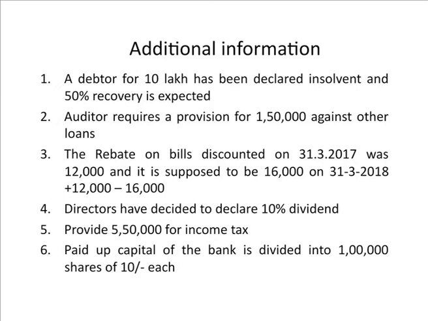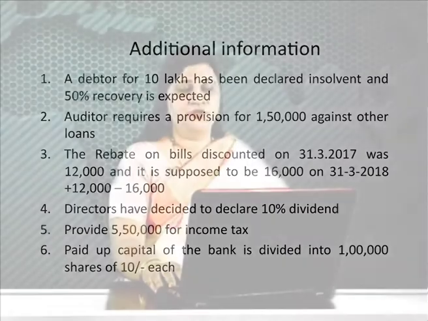There is certain additional information in the form of adjustments in this question. The first one is a debtor for 10 lakh has been declared insolvent and 50% recovery is expected. So we are going to make provision for 50% of 10 lakh, that is 5 lakh. So under the head provisions and contingencies, provision of 5 lakh will be made for bad debts. Auditor requires a provision of 1,50,000 against other loans. So provision for other loans would be 1,50,000.